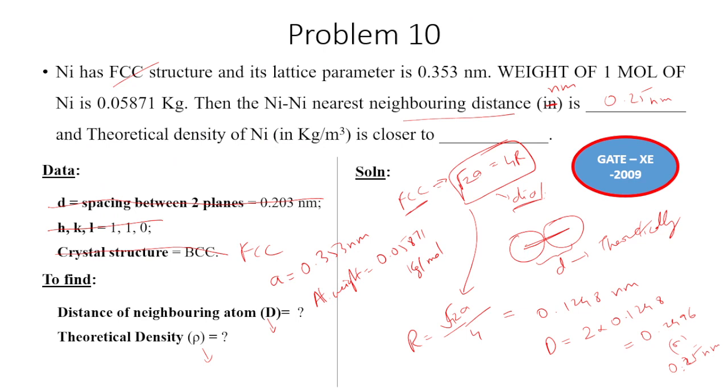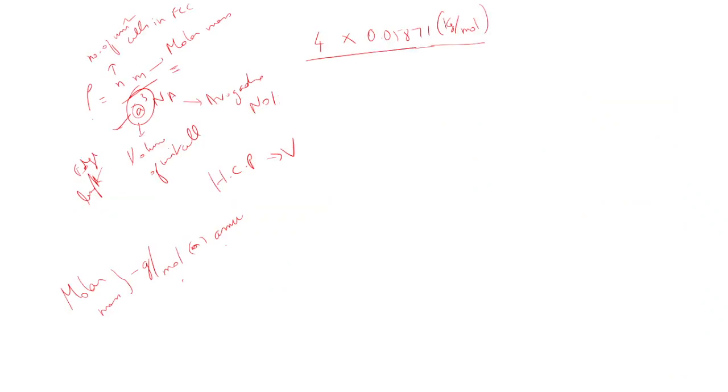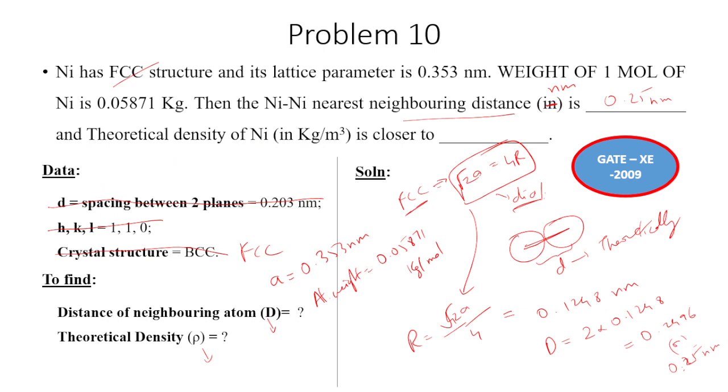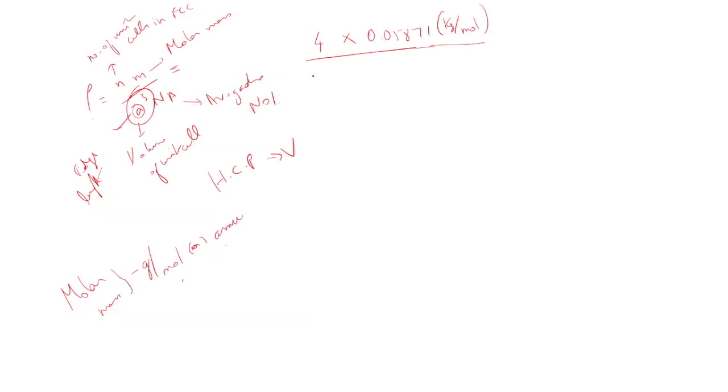Then what else? We have the lattice parameter. What is the lattice parameter? 0.353, whole cubed, into what else? Avogadro number. What is Avogadro number? 6.023 into 10 power 23. Right? So can someone tell me the answer for this?